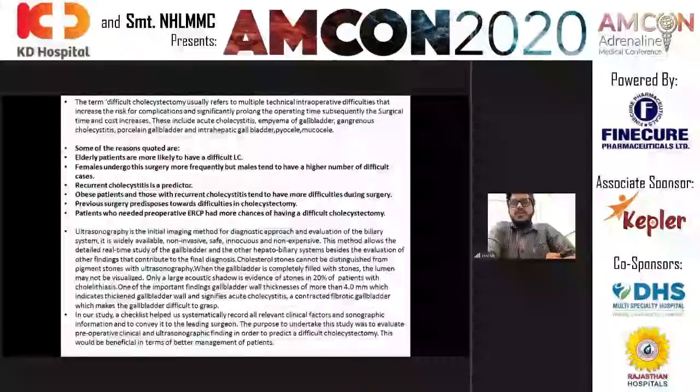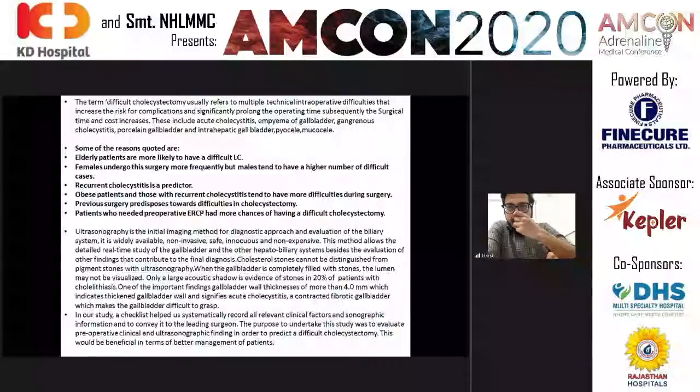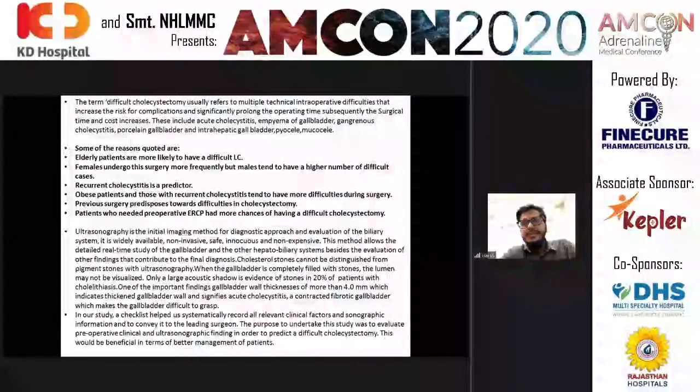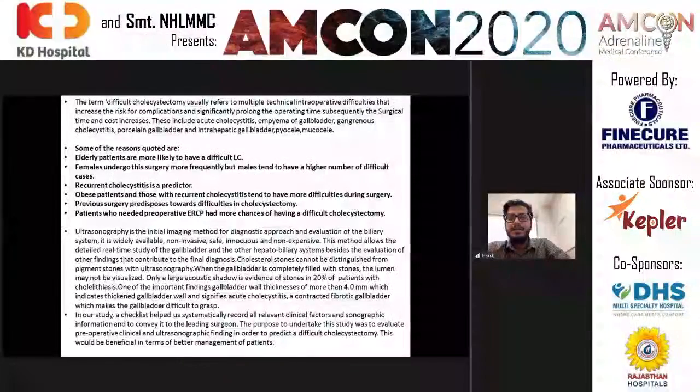What is the term difficult cholecystectomy? This refers to multiple technical intraoperative difficulties that increase the risk for complications and significantly prolong the operative time. Subsequently, the surgical time and the cost increase. These include acute cholecystitis, empyema of gallbladder, gangrenous cholecystitis, porcelain gallbladder, intrahepatic gallbladder, pyocele, and mucocele.